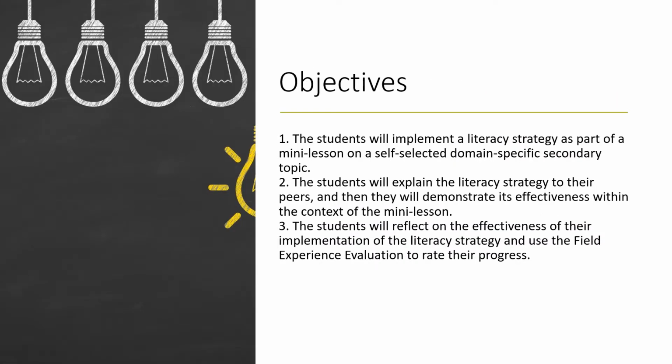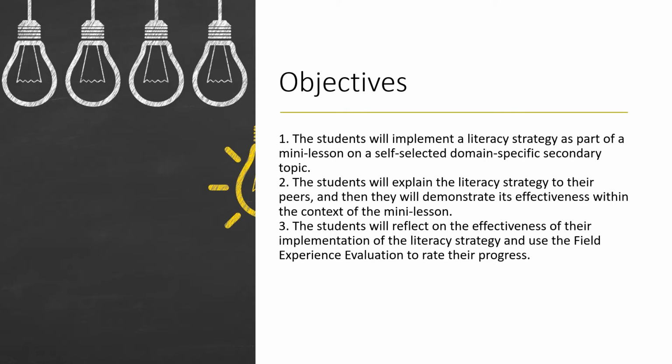The objectives for this assignment are for students to implement a literacy strategy as part of a mini lesson on a self-selected domain-specific secondary topic. So it will be your choice from your particular content area. Again, as I recommended in class, pick something that you have a good working knowledge of so that you can spend your time developing the literacy strategy rather than learning so much about the concept or the historical period or the literary piece. The students will explain the literacy strategy to their peers, and then they will demonstrate its effectiveness within the context of the mini lesson.